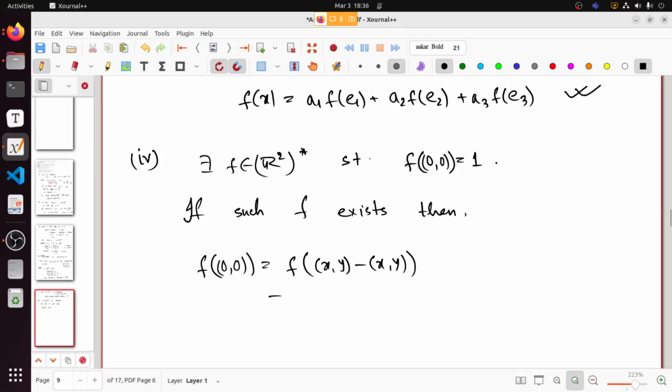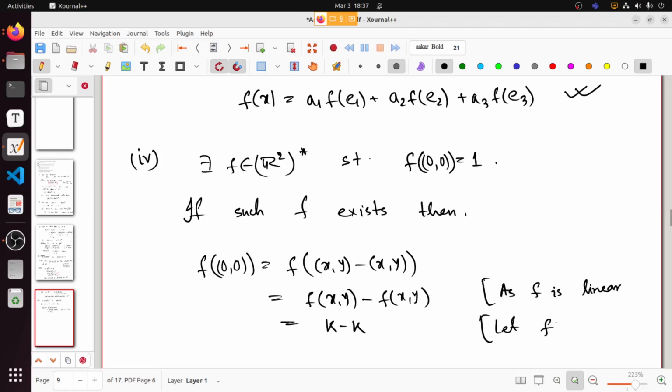This is again 0. And now because f is linear, what will happen? f of (x, y) minus f of (x, y), as f is linear. Suppose f of (x, y) takes some value, let's say k, so it will be k minus k, which is 0.